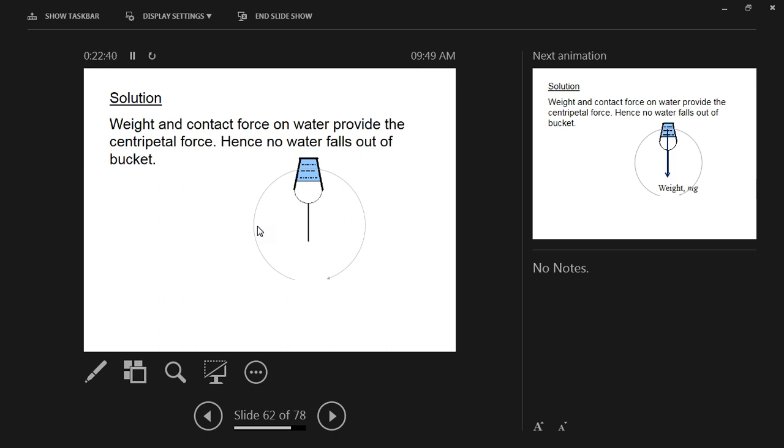Okay, so this explanation we have seen previously. Why is it that it's not falling out? It is because the weight and the contact force actually provide the centripetal force. So none of it is used to pull the water down.